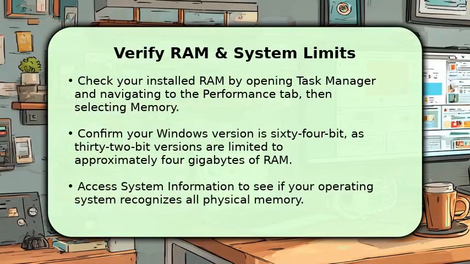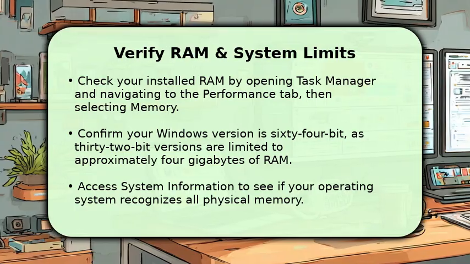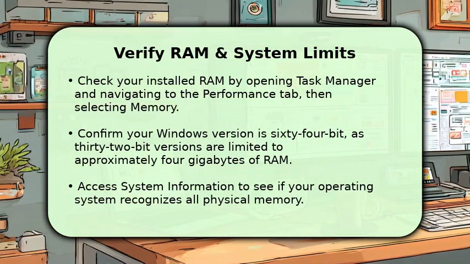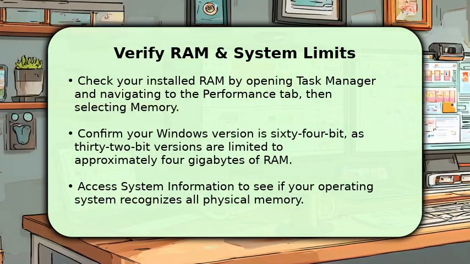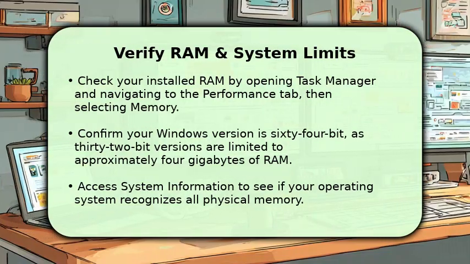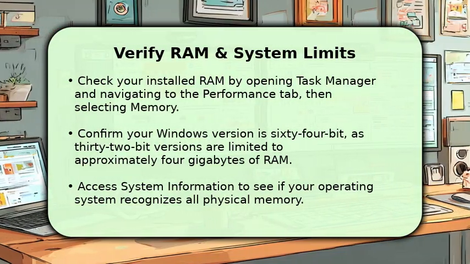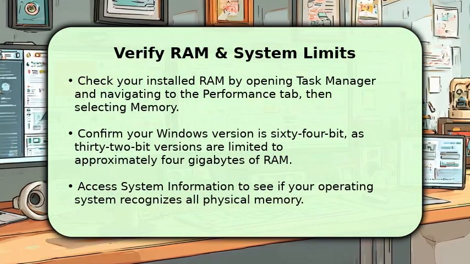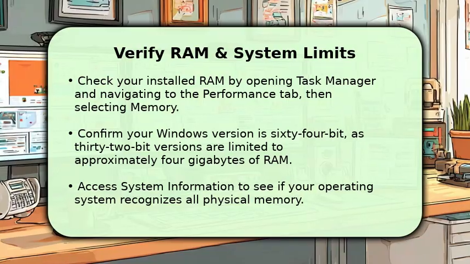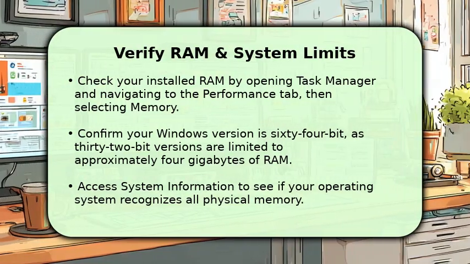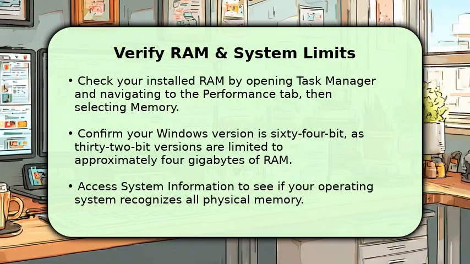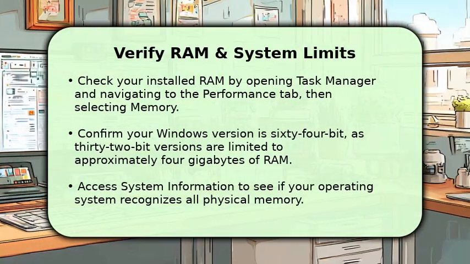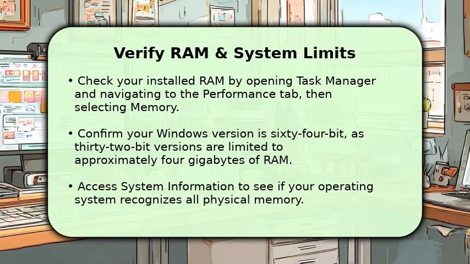First, let's verify your current RAM setup. Open Task Manager, go to the Performance tab, and click on Memory to see how much RAM is installed and being used. It's vital to ensure you're running a 64-bit version of Windows, as 32-bit systems can only address about 4 GB of memory. Also, check system information to confirm your operating system recognizes all the physical RAM you have.